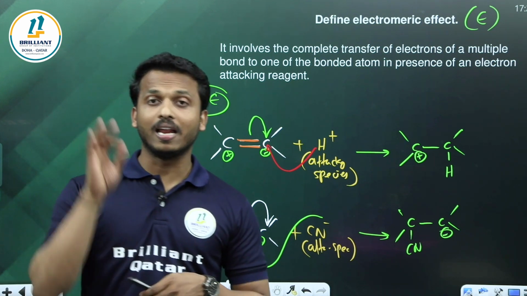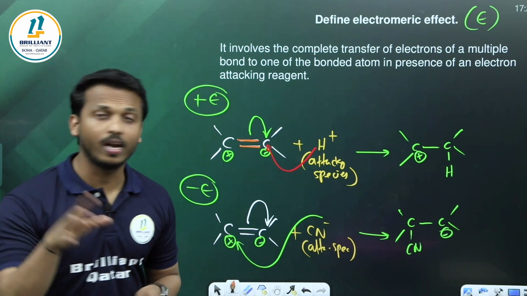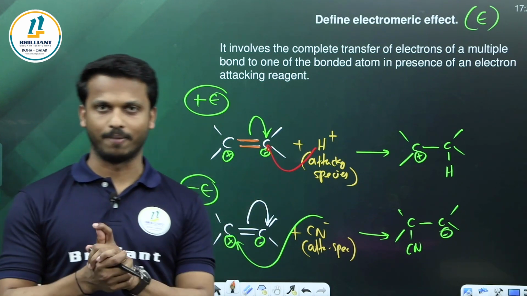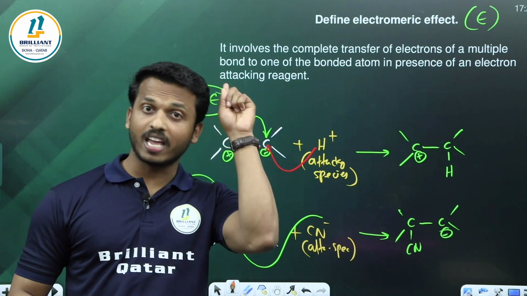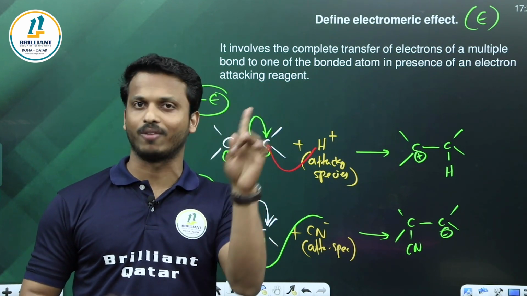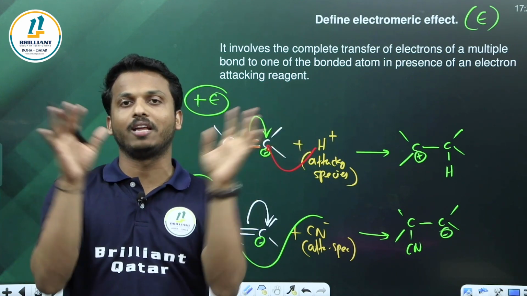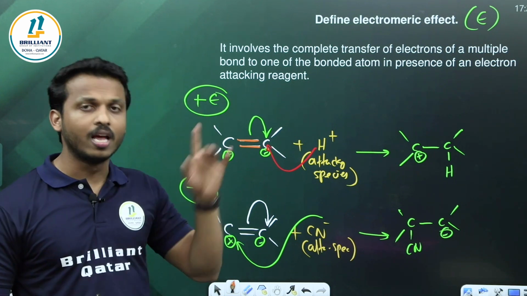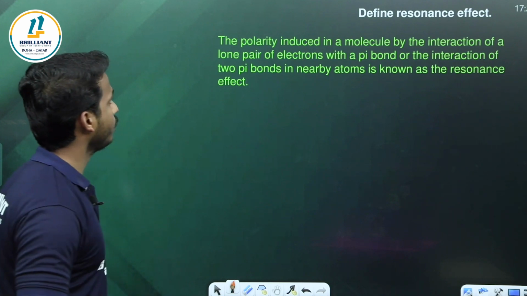And notice that electromeric effect is a temporary effect because it happens only in the presence of an attacking species. Otherwise this shift won't happen. Okay? So electromeric effect is a temporary effect, whereas our inductive effect is a permanent effect. We are not adding any attacking species in inductive effect. Always their polarity will be there. Clear all? Okay, so inductive effect is permanent, electromeric effect is temporary. Clear all of you? Next.